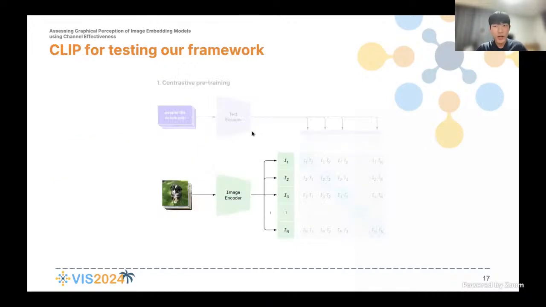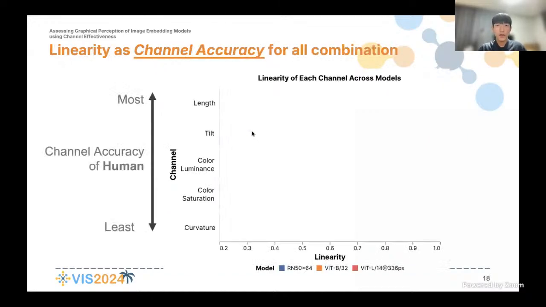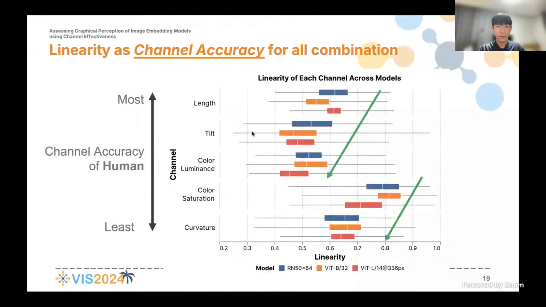We tested our framework using the image embedding generated by the image encoder of the CLIP model from OpenAI, which is well known for its strong performance. This approach provides us with several interesting results. First, for channel accuracy, as I said before, people see channels more accurately in top-to-down order. But in the result, we can see that the order of the length, tilt, and color luminance is the same as the humans, but the accuracy for color saturation and curvature is higher than we expected.